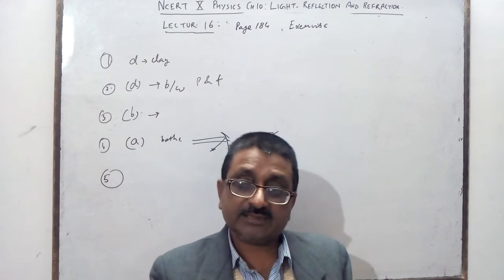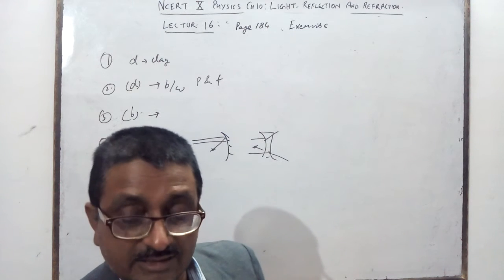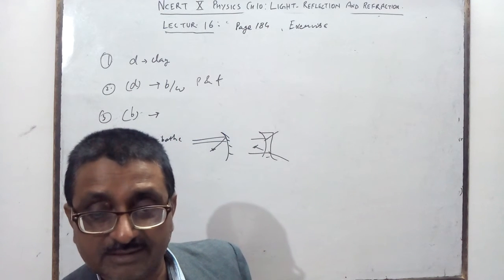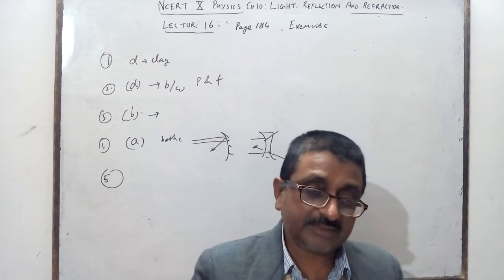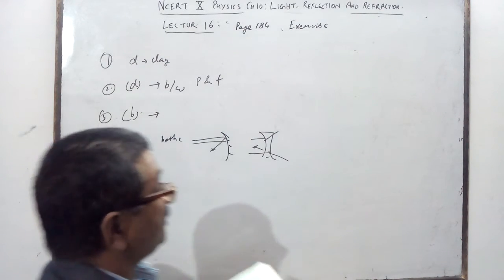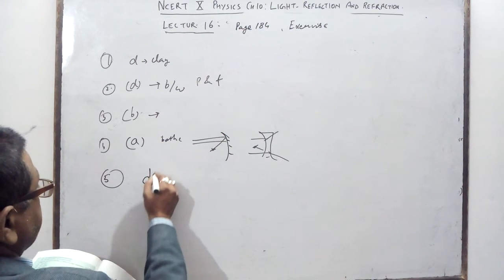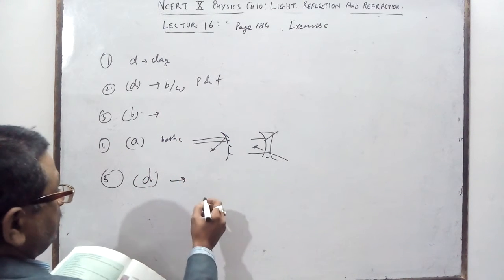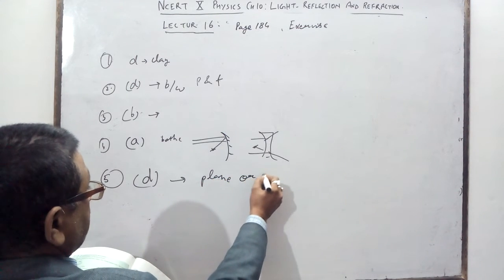A convex mirror always forms an erect image. It is small, and a convex mirror is used as a rear view mirror. A plane mirror will always give you the same erect image. So plane mirror or convex, that is D. D is correct: both the plane mirror or the convex.